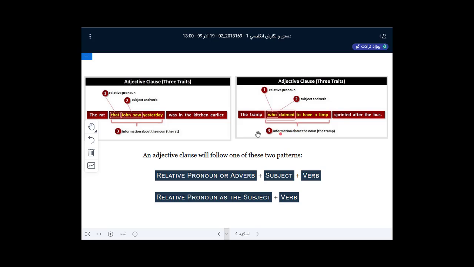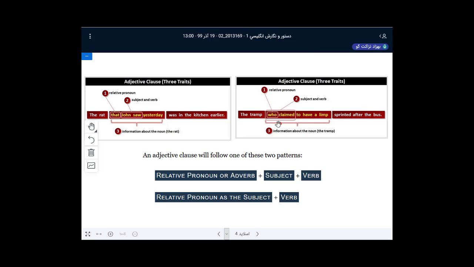Okay, as you see here, the tramp who claimed to have a limp sprinted after the bus. So the tramp sprinted after the bus. A tramp is a homeless person, and he actually claimed that he cannot walk properly, to have a limp. But suddenly we see he runs as fast as possible to catch the bus. So the tramp sprinted after the bus. But which tramp? The tramp who claimed to have a limp. So this gives information about the tramp.